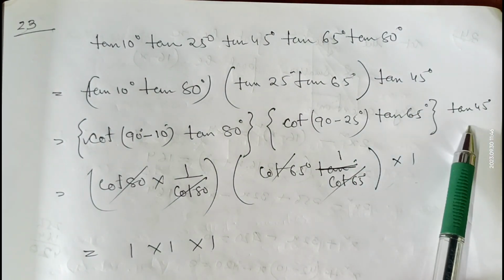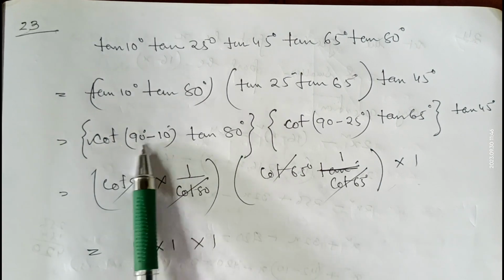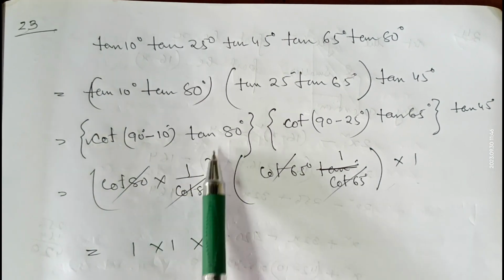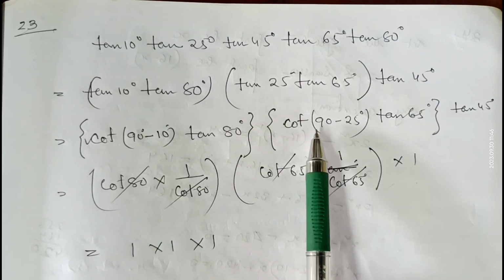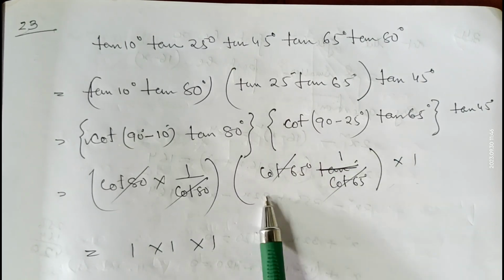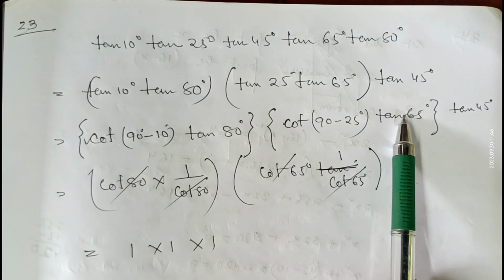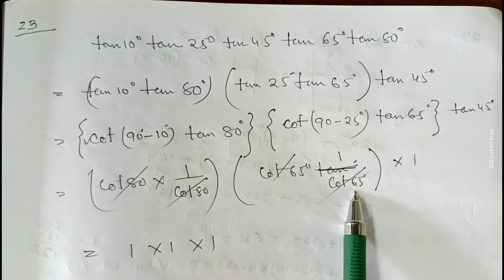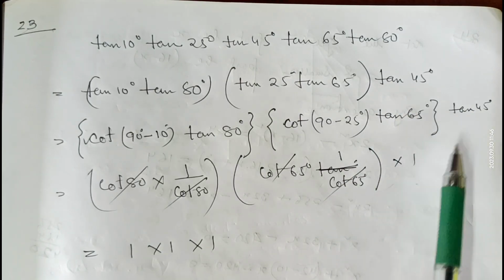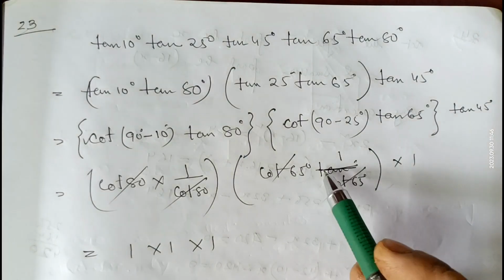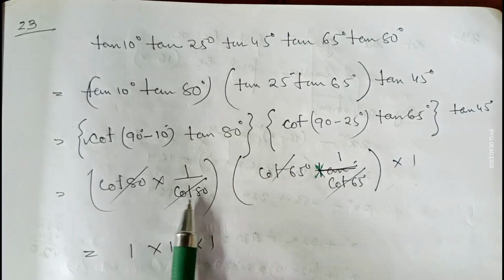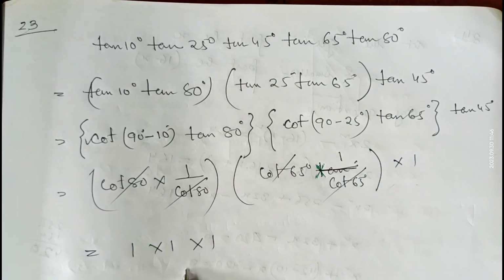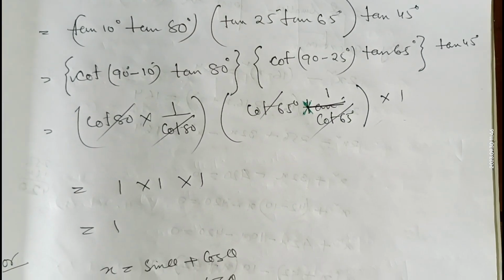tan 65 and tan 45. Now cot of 90 minus 10 means cot 80, and tan 80 can be written as 1 by cot 80. Cot of 90 minus 25 is cot 65, and tan 65 can be written as 1 by cot 65, and tan 45 we know the value is 1. Now these two can be cancelled, these two also can be cancelled, so we are left with 1. Therefore required value is 1.